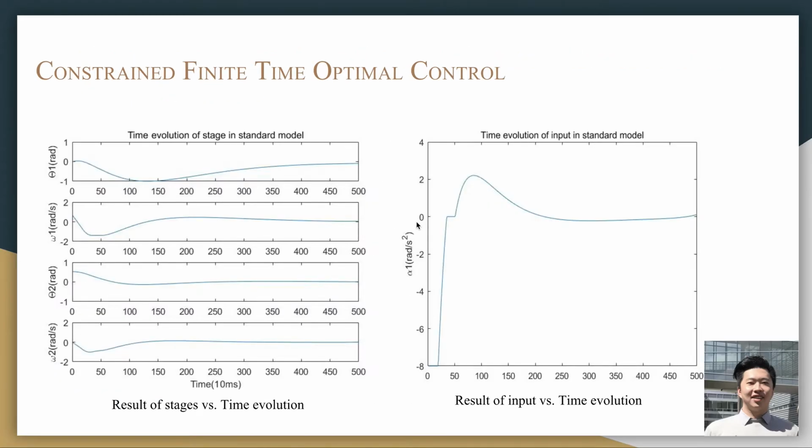From the result of our optimization, we can see that omega 1, omega 2, and delta 2 converge to 0, as well as alpha 1 converging to 0, which shows the stability of our system. And finally, delta 1 converges to a very small value, which is also acceptable for us.